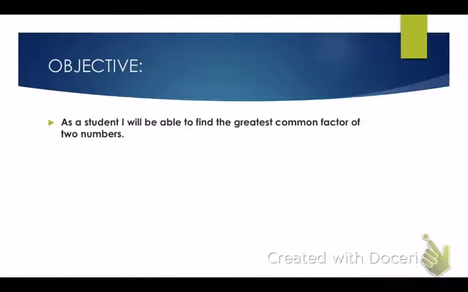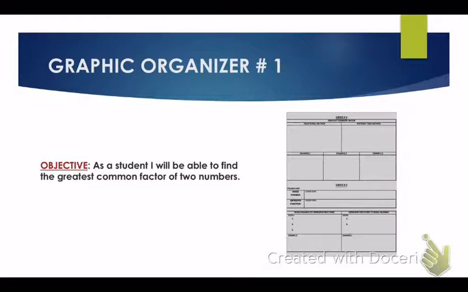Alright, your objective for the day is, as a student, you should be able to find the greatest common factor of two numbers. And you're going to need this graphic organizer. It is in the graphic organizer box number 1. You need to get that now. If you need to stop, stop. Hey, pause the video, man. Go get it. Put your name on it. Don't forget your name. Seriously, put your name on it.